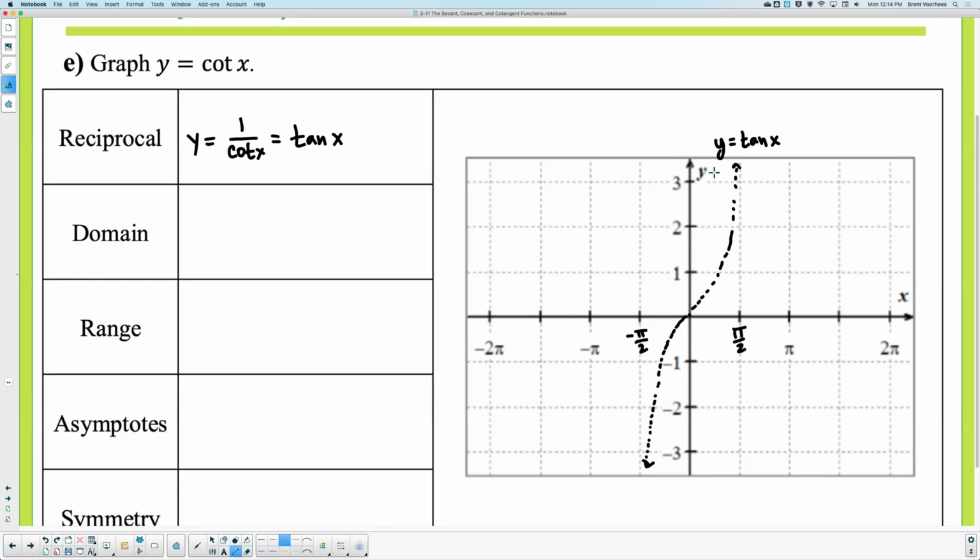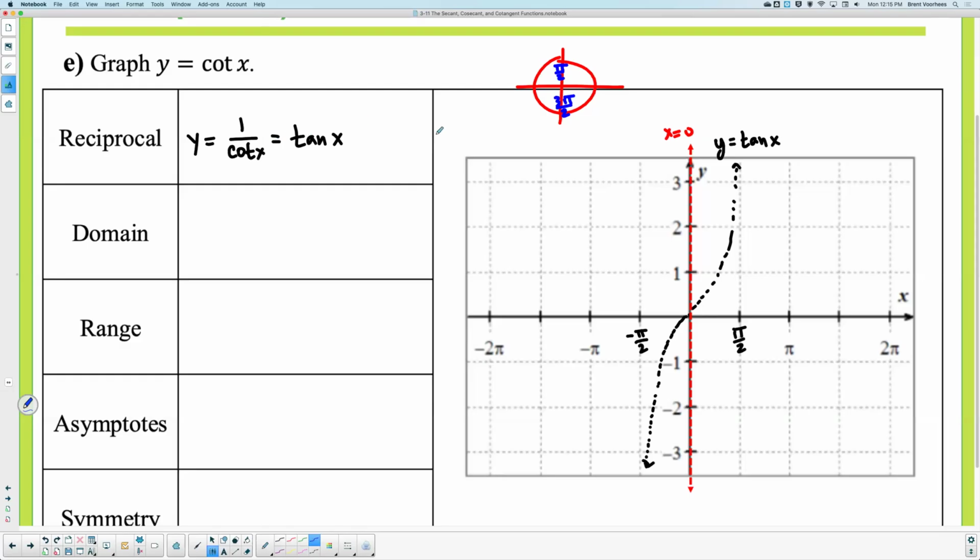So the asymptote is now going to be here. Are you tracking? That asymptote would be at x equals 0. Now tangent had asymptotes at negative pi over 2 and pi over 2. And the reason was tangent is y over x. At your pi over 2's, that's where x is 0. At pi over 2 and 3 pi over 2, that's where your x was 0. That's why tangent broke there.